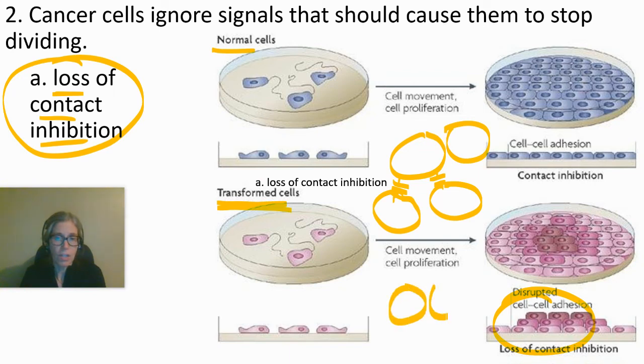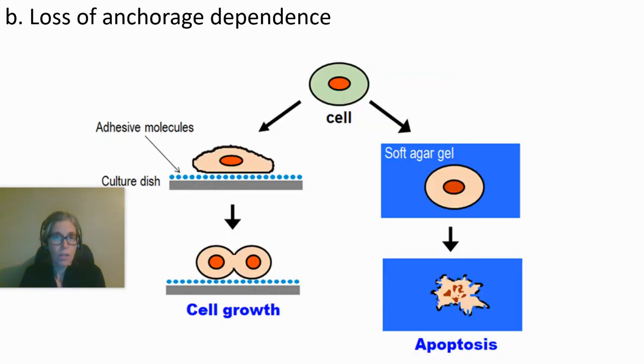So these cells are like, there's nobody around me. I'm here all by myself. I guess I'll divide. They also lose anchorage dependence. So usually cells need to have something under them, some kind of basement membrane or adhesive molecules to attach to in order for them to divide. And if they're in just soft gel, they'll usually just die instead.